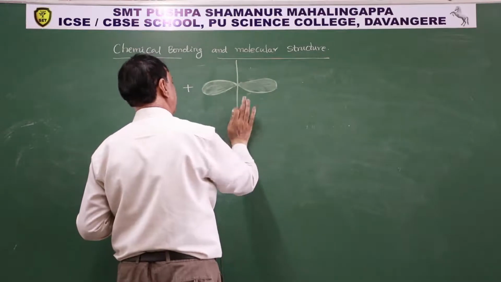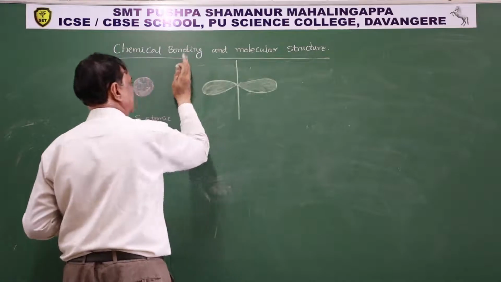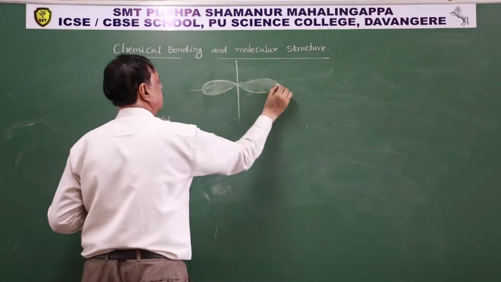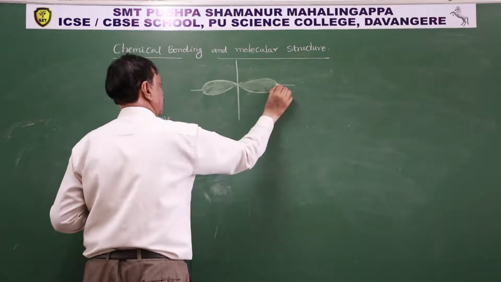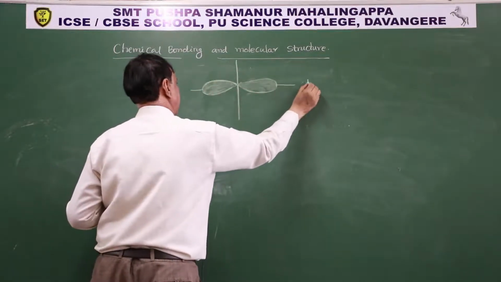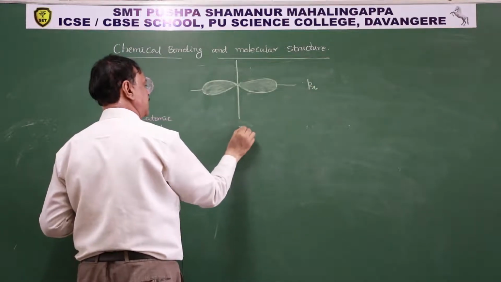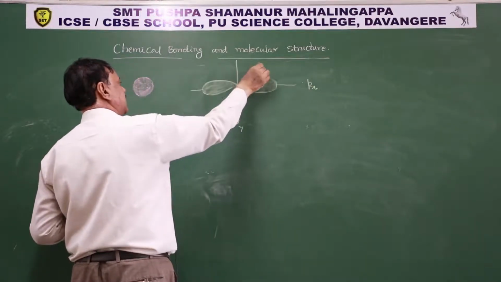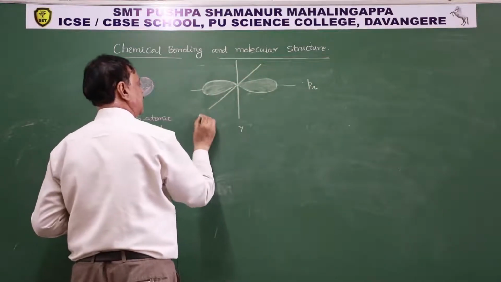This is the px atomic orbital because it orients along the x-axis. This is the y-axis and this is the z-axis.